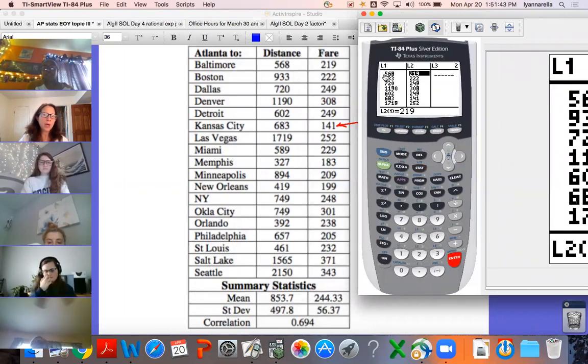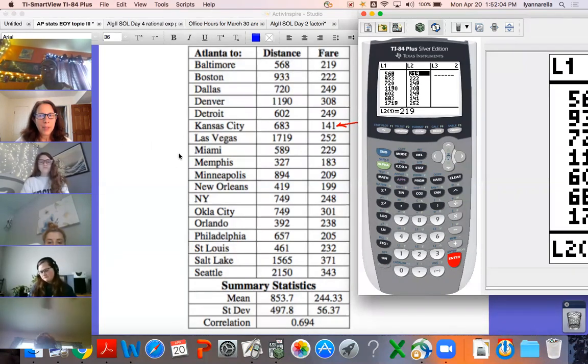And this is a good time to talk about response and explanatory. So the Y-axis is the response, and the X-axis is the explanatory. So distance is explanatory. In other words, distance is not affected by price, but price is affected by distance. So the price is the response to the distance, but distance does not respond to price.